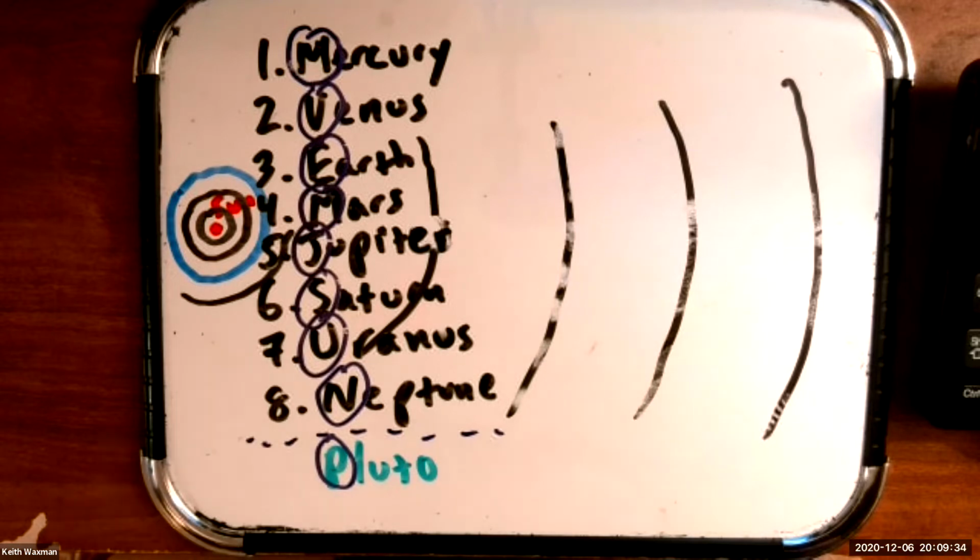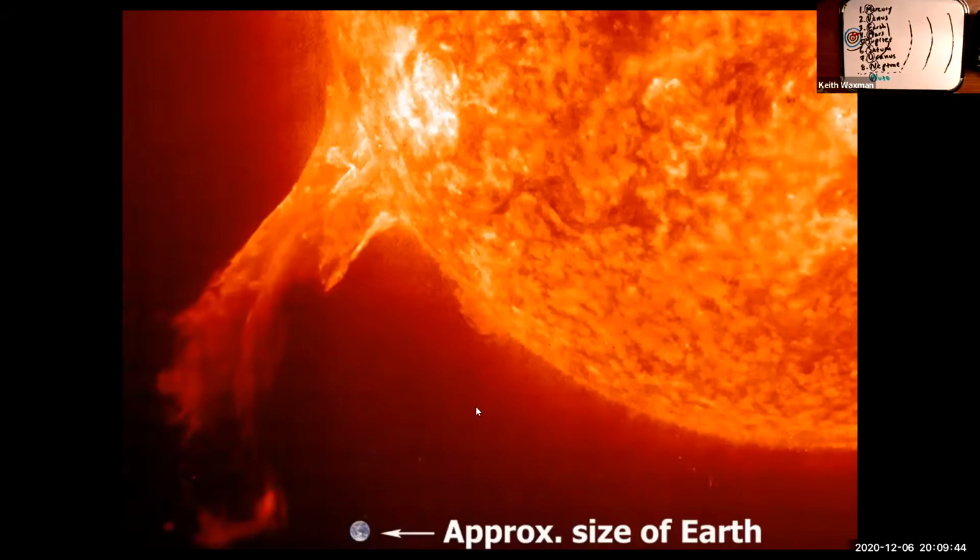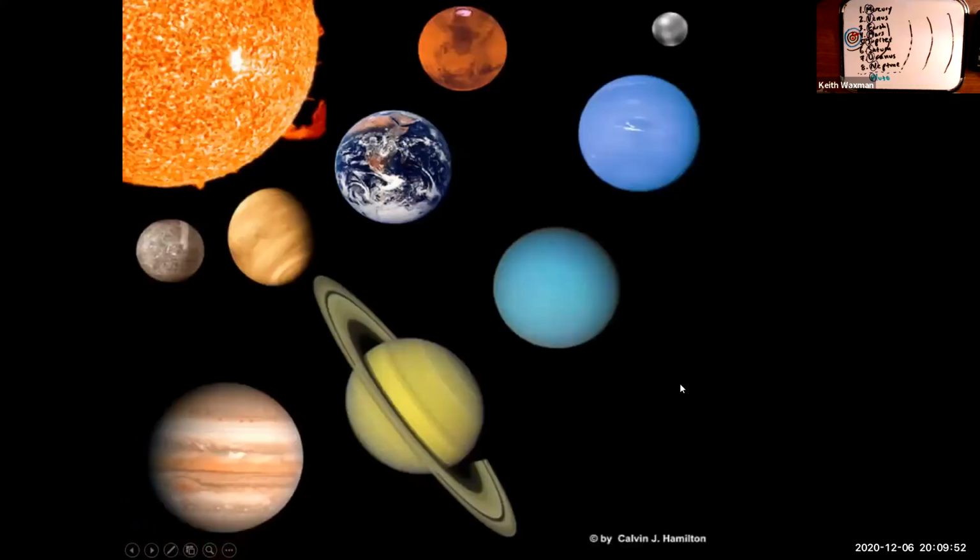So there are the planets, the major planets. And let's take a look at just some pictures of them. We'll share screen here. And look at this. You remember this picture from last time? There's the Earth, the sun, the Earth. And let's take a look at some of these other major planets.